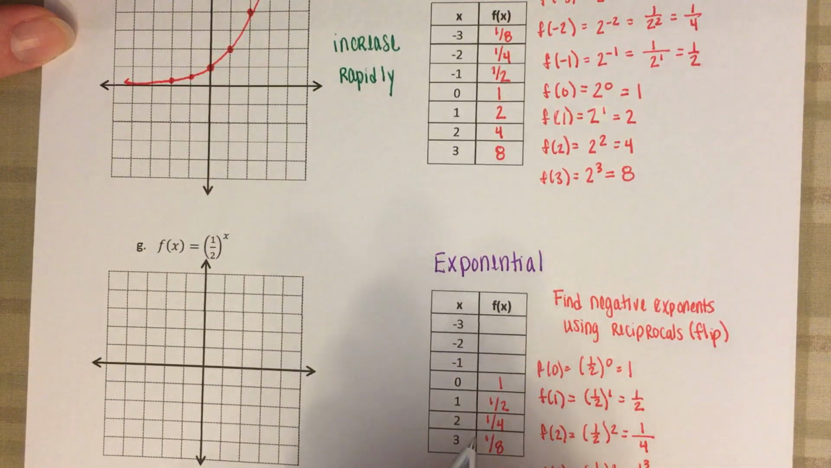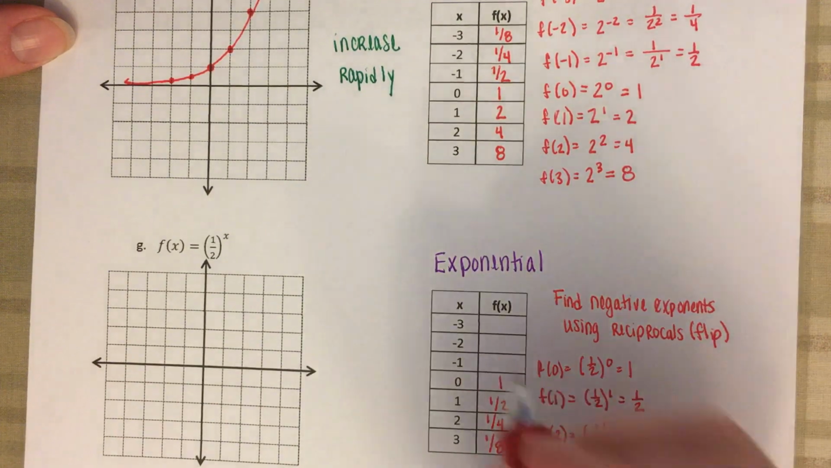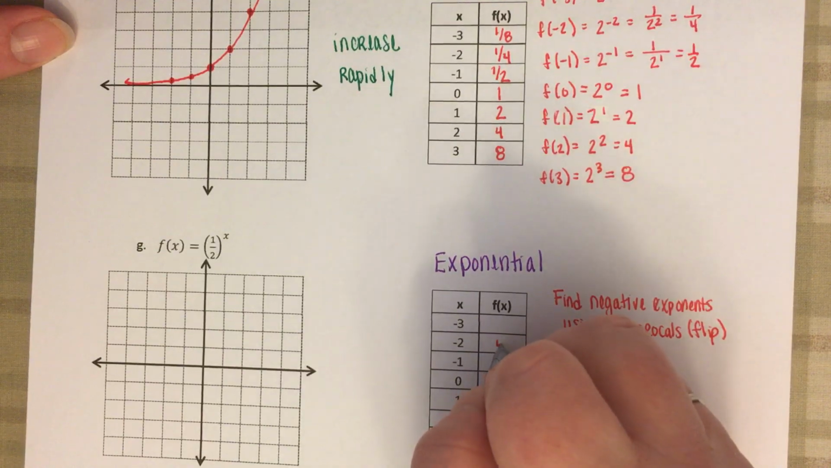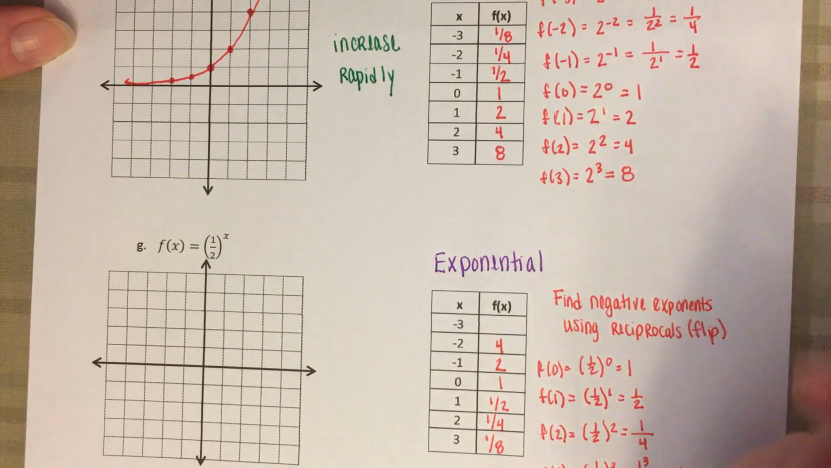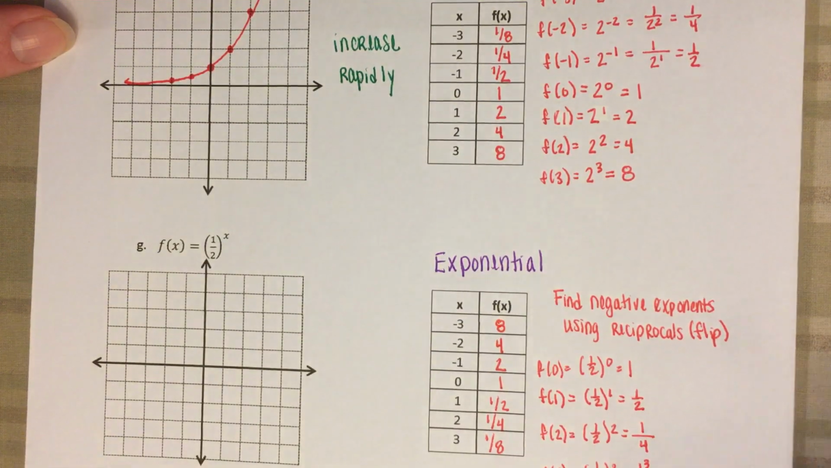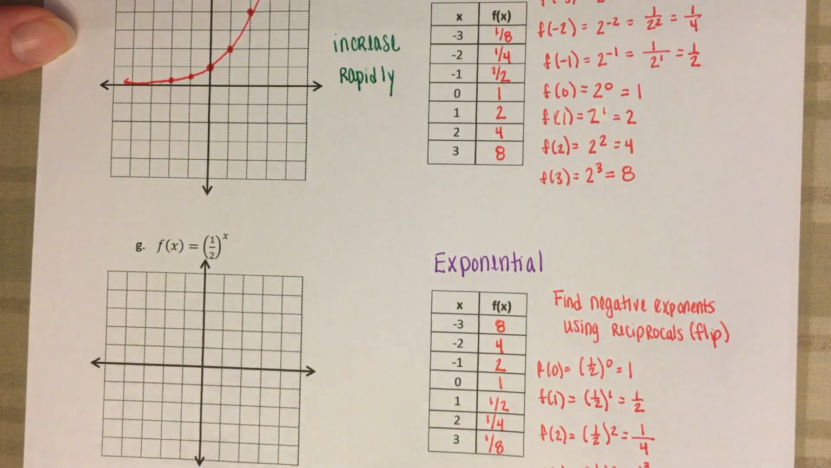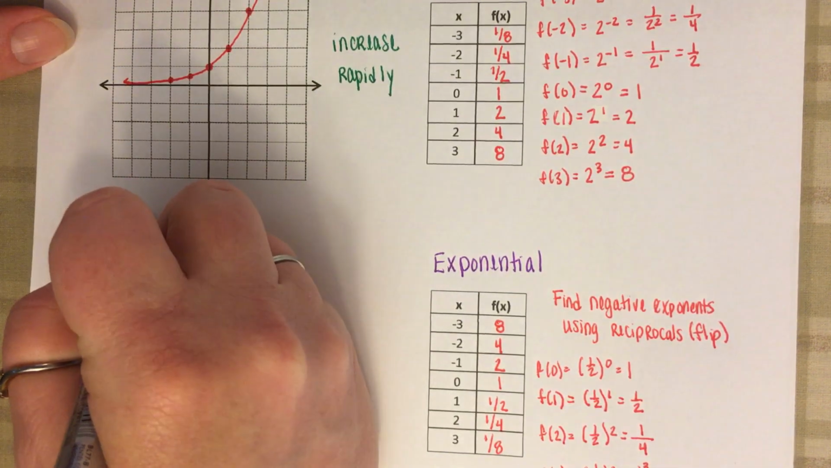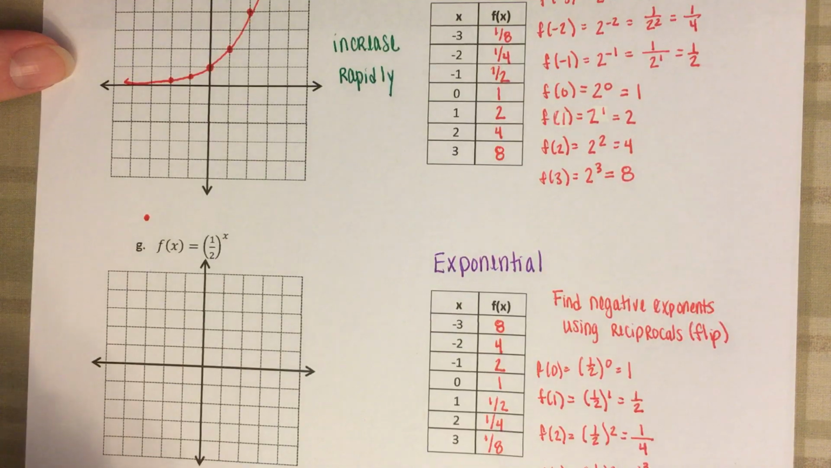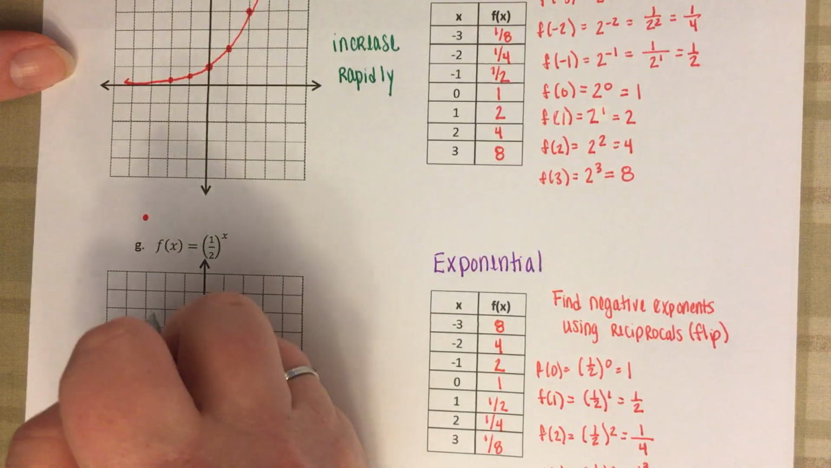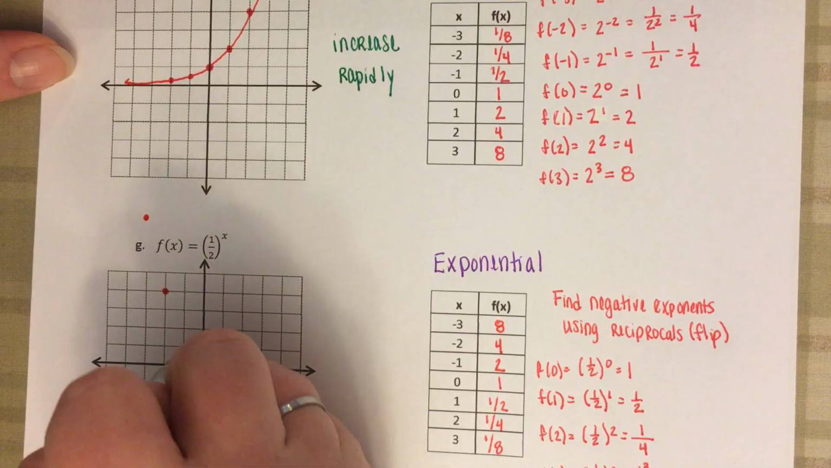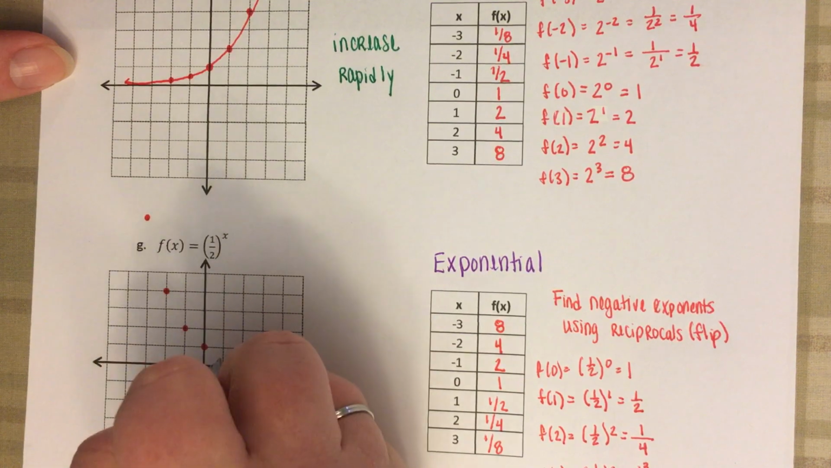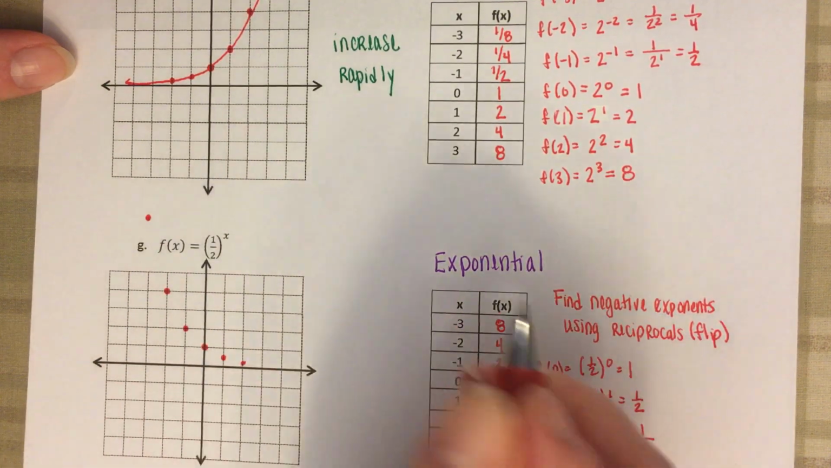So f of positive 1 was 1/2. We flip 1/2 as a fraction, well, 2 over 1 is 2. We flip 1/4 as a fraction, 1 over 4, or 4 over 1 is 4. We flip 1/8 as a fraction, 8 over 1 is 8. So in this case, negative 3, 8, here's our value that's going to be up very high off of our graph. Negative 2, 4. Negative 1, 2, 0, 1, 1, 1/2, 2, 1/4.